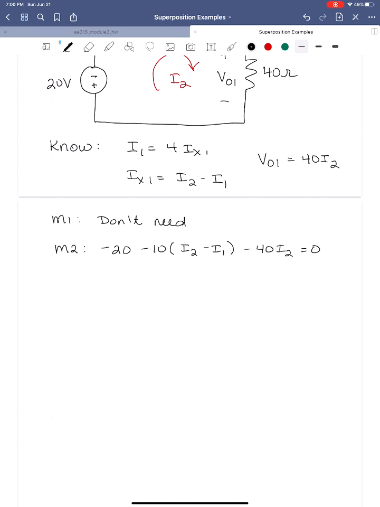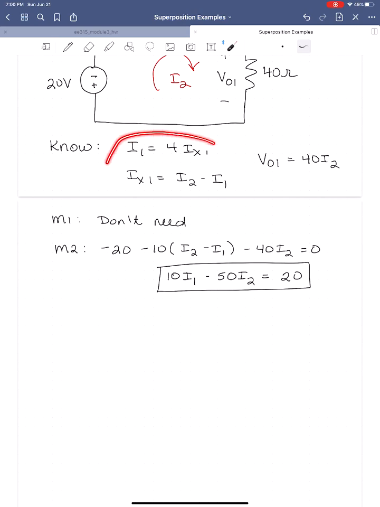We're going to simplify this equation. So we're going to have 10 I1 minus 40 I2 is equal to 20. Excuse me, not 40, this should be 50, because we have minus 10 and minus 40. So 10 I1 minus 50 I2 is equal to 20. So there's one equation.